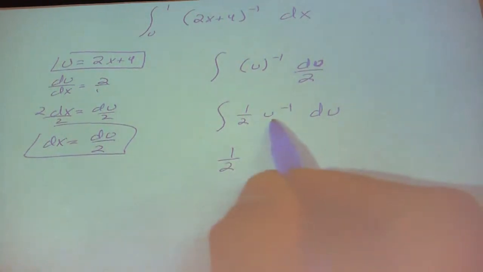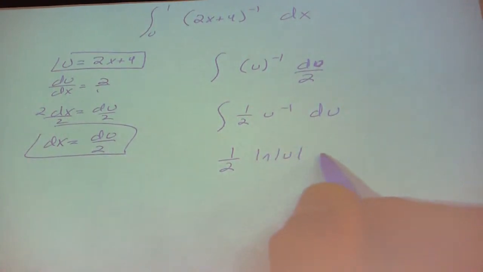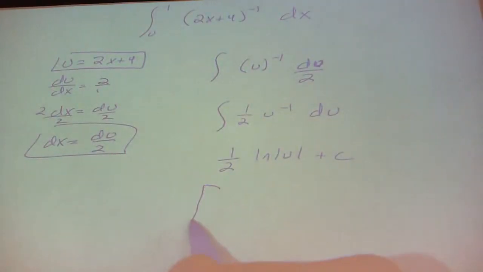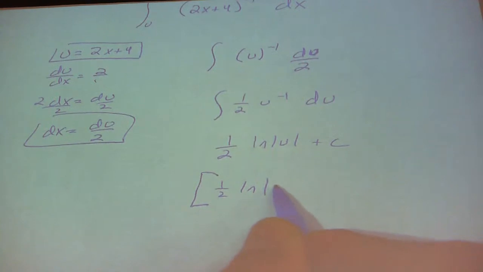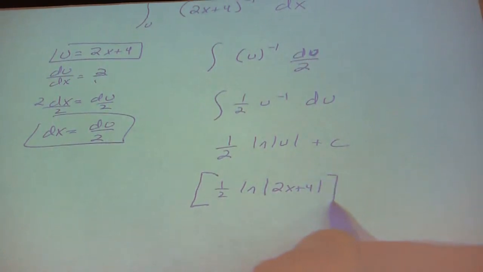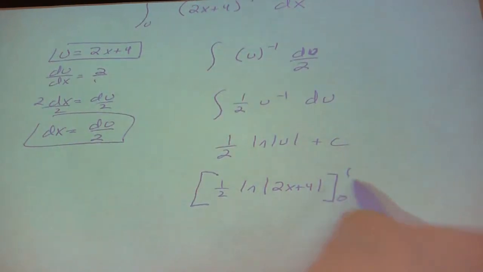Stays. What's the integral of u to the negative 1? ln absolute value of u. Don't forget your plus c. But that's not my last step, because I need to go back and put in what is u. And I don't need the c because I have numbers.